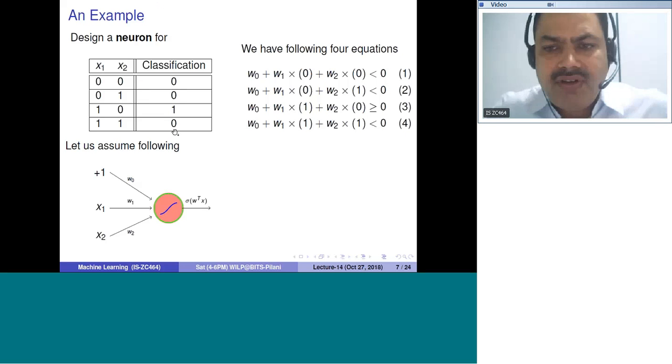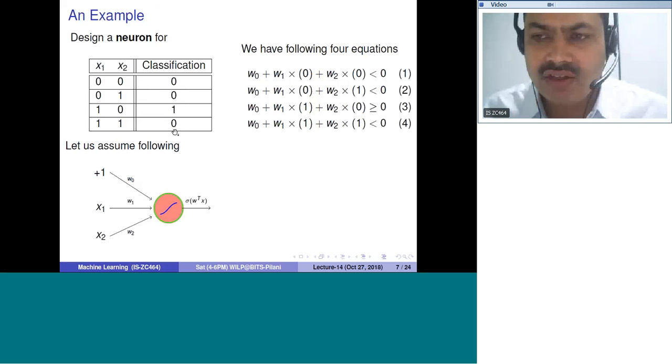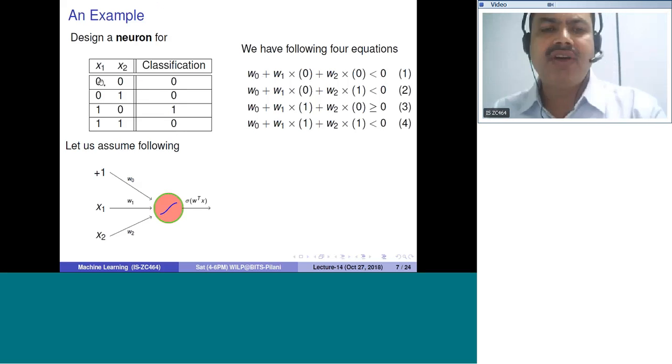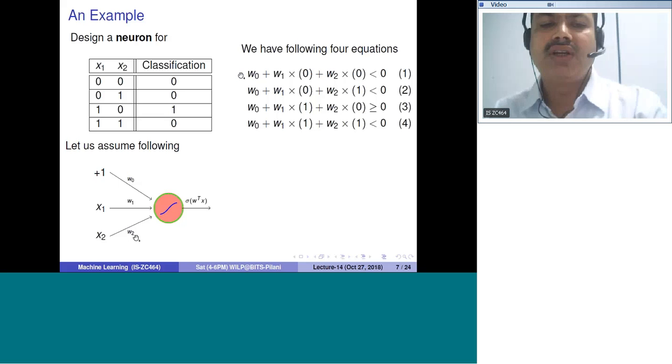Very simple. You write 4 equations. What are those 4 equations? When the first input is given, what is the equation formed? W0 plus W1 times 0 plus W2 times 0. It should be less than 0 because the output is 0. Are you with me? Can you see this equation? Is it right? Yes? Very good.